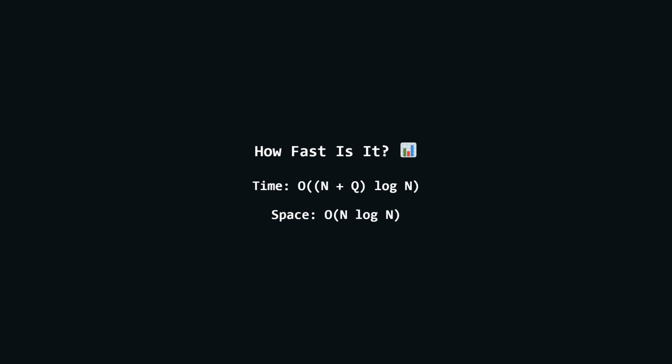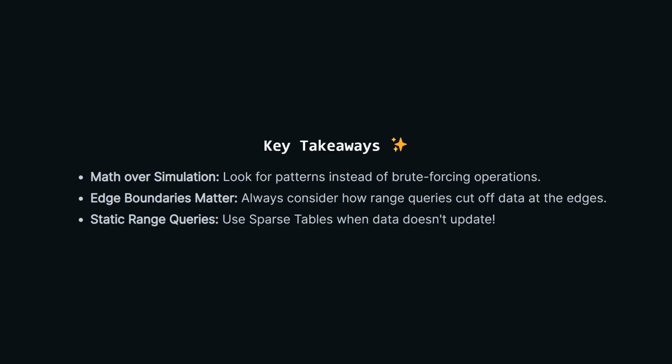For the sparse table approach, the time complexity is big O of n plus q log n. The log n factor comes from building the sparse table and running binary searches for every query. The space complexity is big O of n log n because the sparse table requires extra memory to store all those overlapping range maximums. So let's wrap it up with some key takeaways.